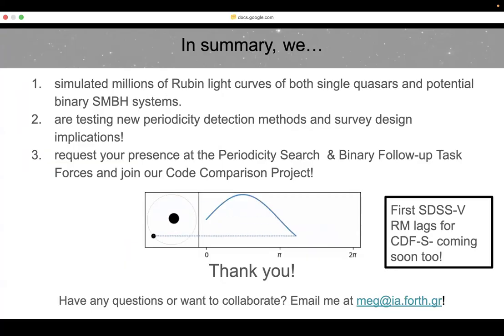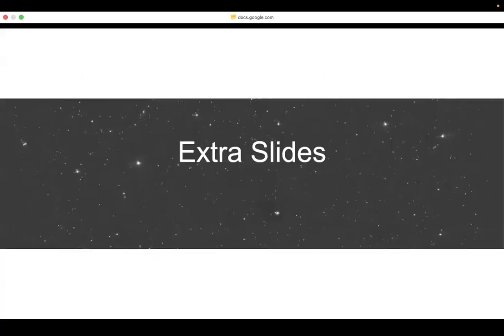Questions? Maybe for the result. I was wondering, how long do you need your light curve to be to actually make sure that you have a period there and not just stochastic variability in the AGN?